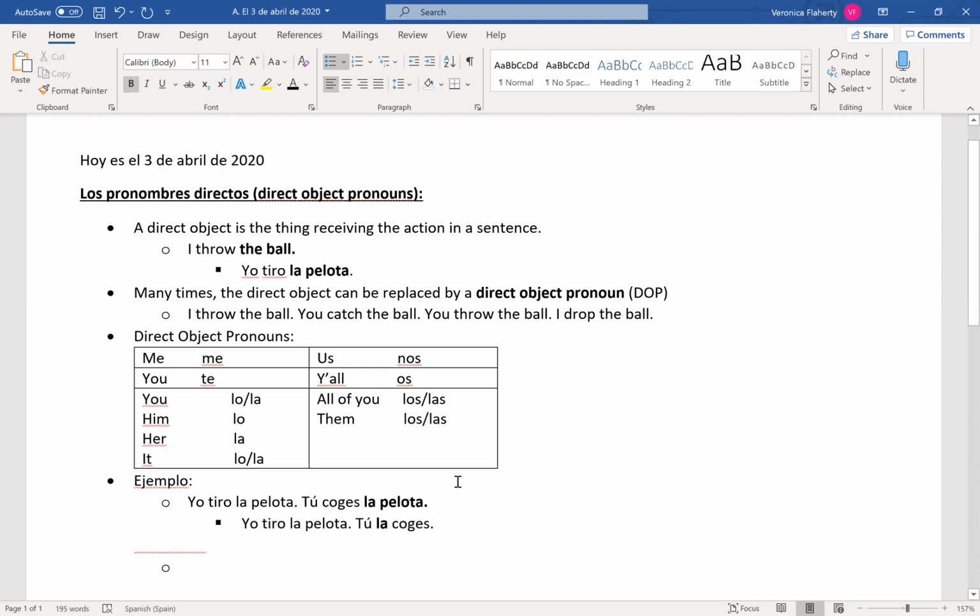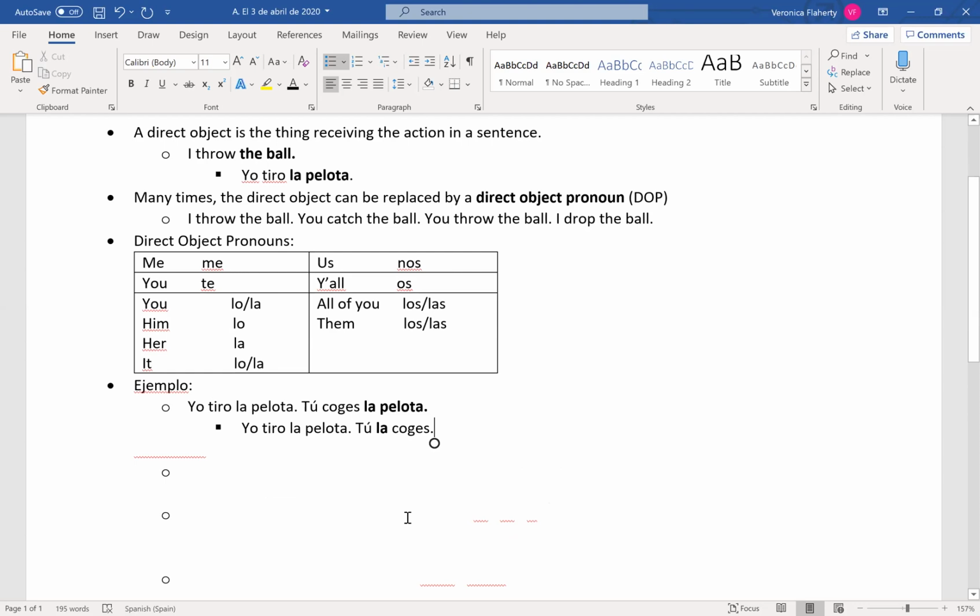So when we replace the direct object with a pronoun, it moves from behind the verb to in front of the verb. From behind the conjugated verb to in front of the conjugated verb. So our word order in Spanish is different from our word order in English.